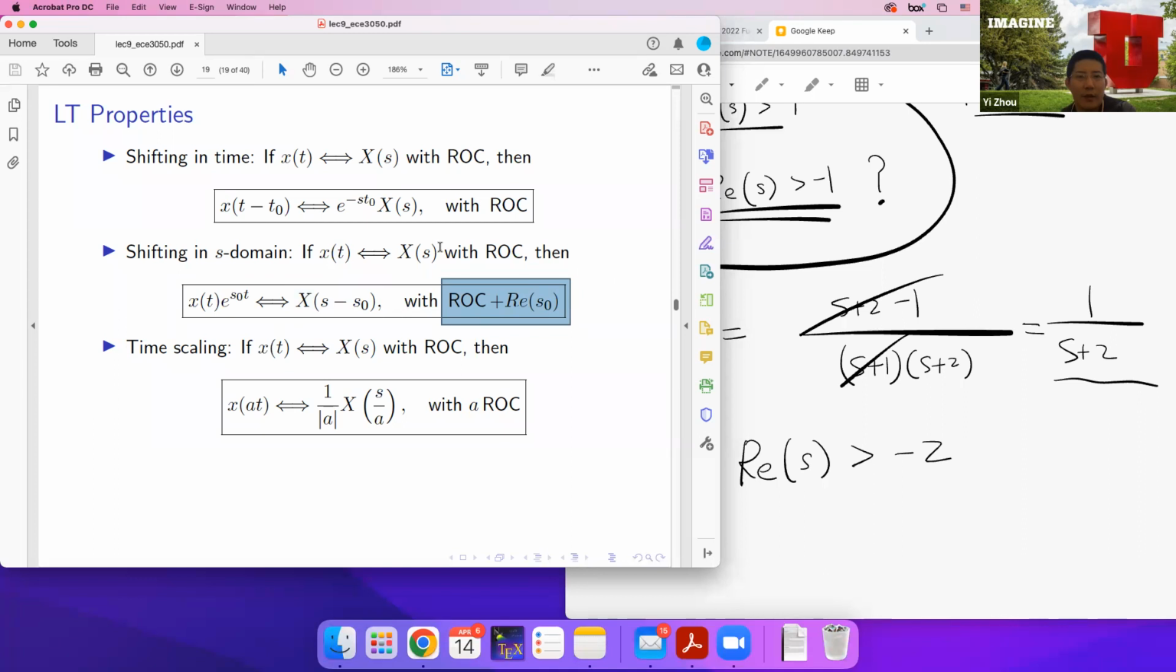Because originally X(s) has a certain ROC, and now we are looking at X(s minus s0), the entire domain is shifted by s0. So the corresponding ROC would be the original one shifted by the real part of s0, because the ROC is always vertical. And for time scaling, if we scale in time, then we also scale in this way in the s domain. And moreover, the ROC will also be scaled by a.